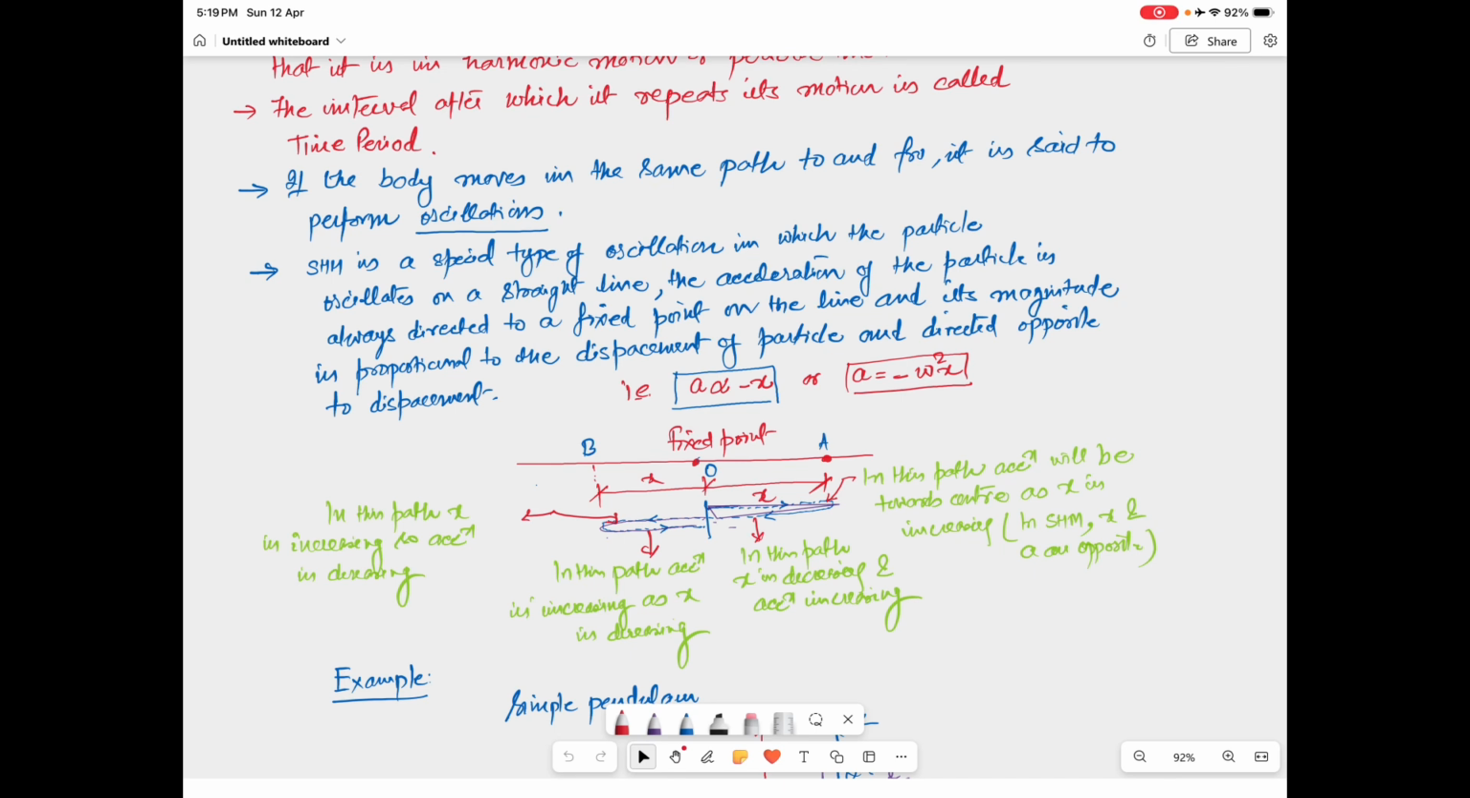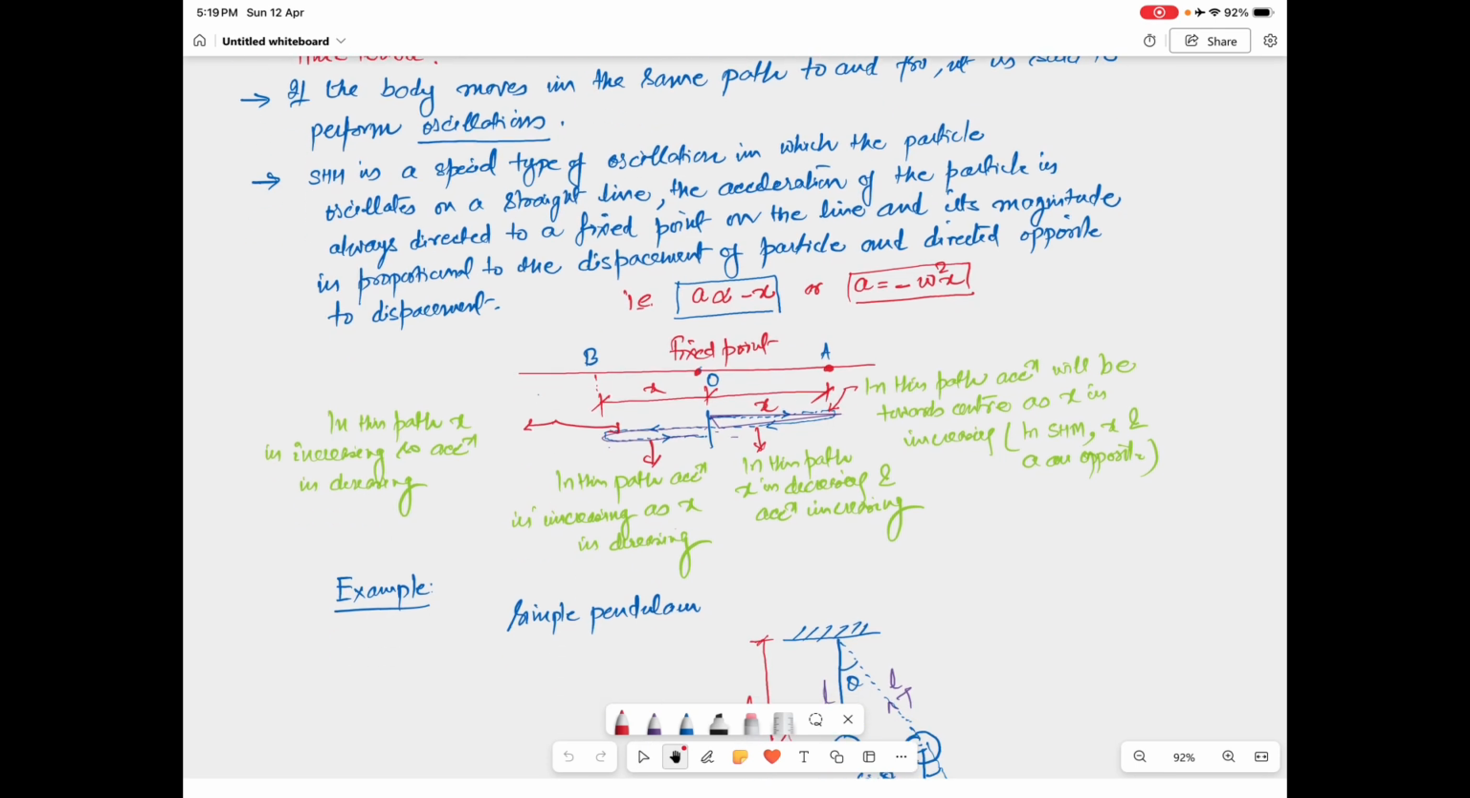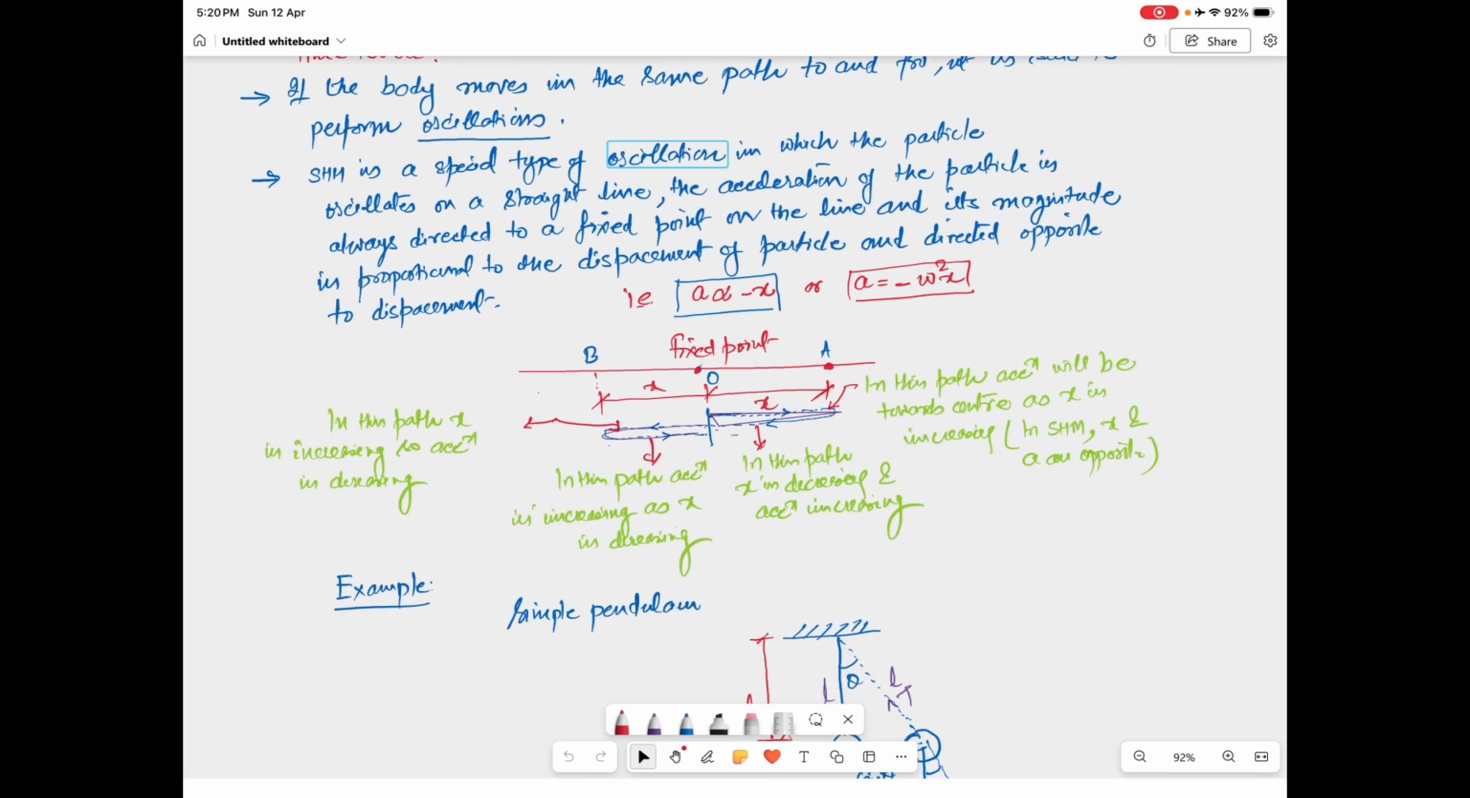Proportionality is converted into an equality sign by introducing a constant which is omega square. You all know omega is nothing but angular velocity, which is given by 2 pi by T. We'll talk more about this when we go further. So to explain this, I have taken a point O and there are two extreme points A and B. So the motion is happening from O to A, A to O, O to B and B to O.